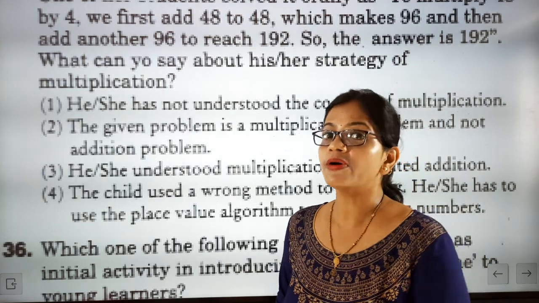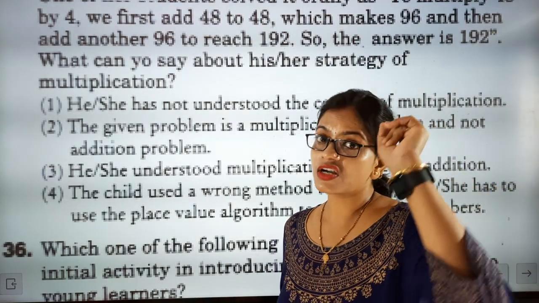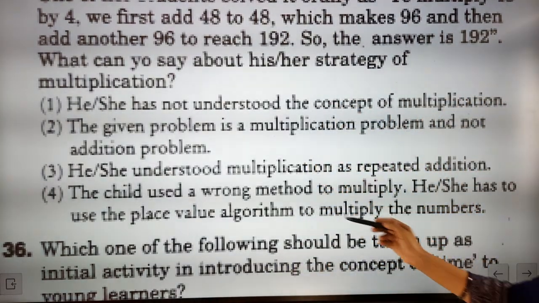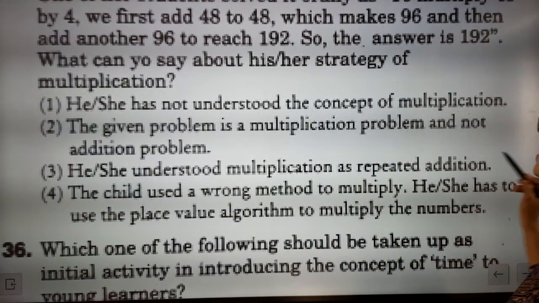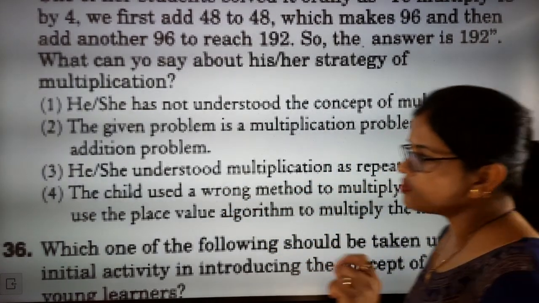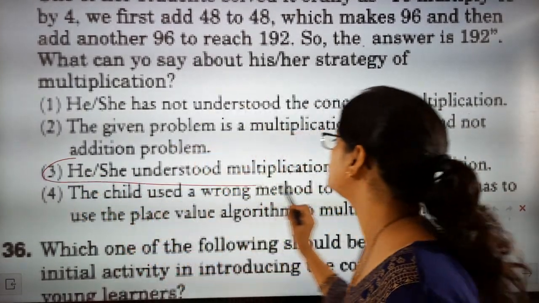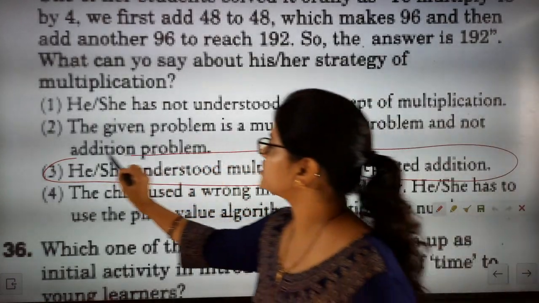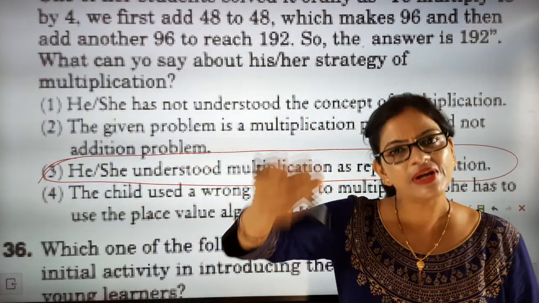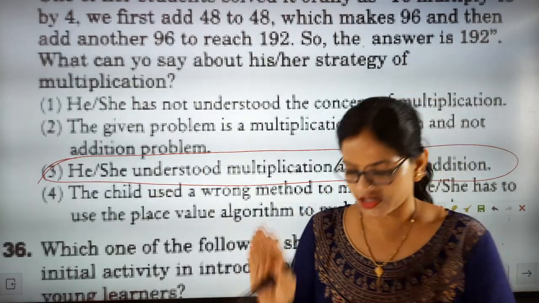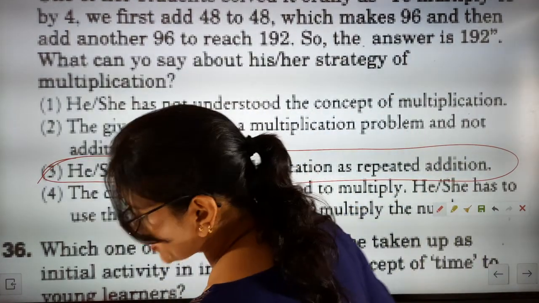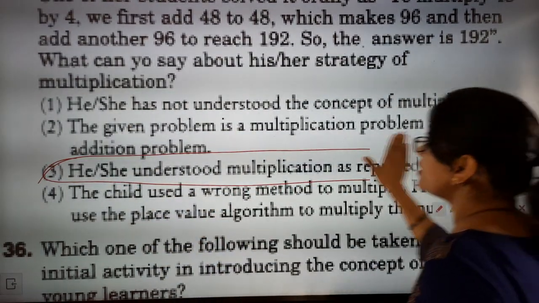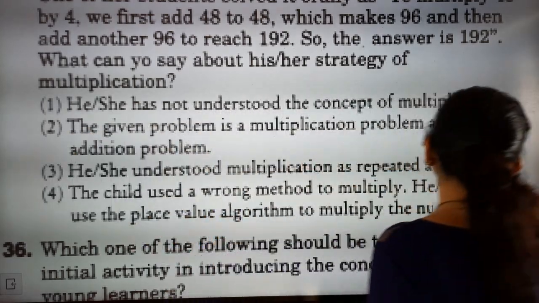So definitely, the correct part the child has used is that he or she understood multiplication as repeated addition. So no other option, you have to go to this answer, that repeated addition is nothing but multiplication. Simple part, option clear. So here the answer will be C.